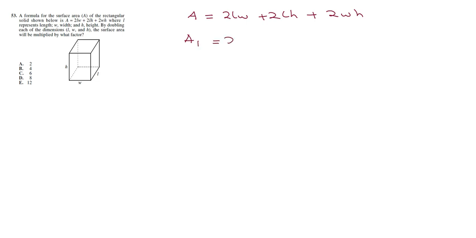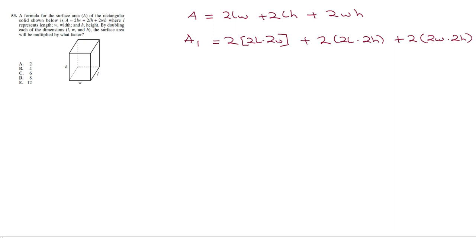We're going to have 2 times 2L multiplied by 2W, plus 2 times 2L multiplied by 2H, plus 2 times 2W multiplied by 2H. So this is going to give us 8LW plus 8LH plus 8WH.